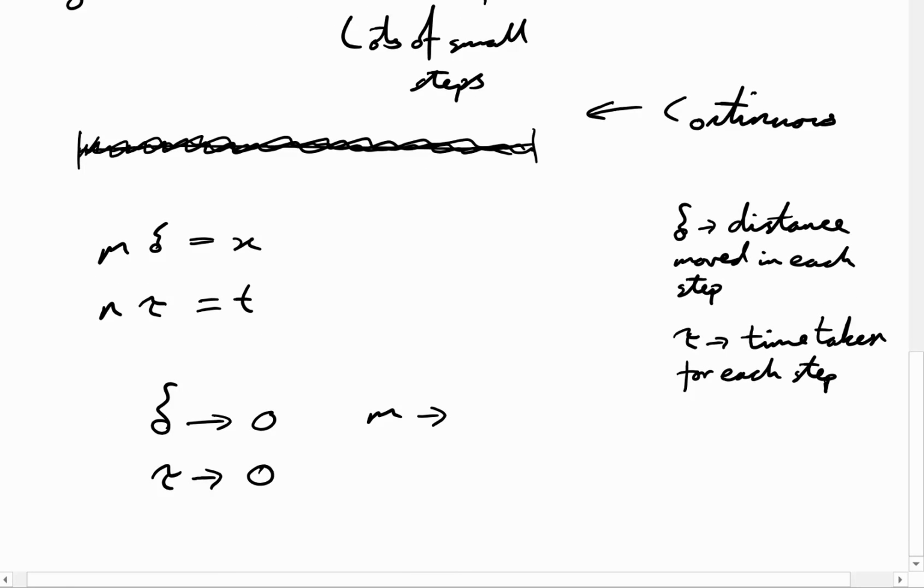I'll come on to that in a minute. But the number of steps that we take, if we're taking smaller and smaller steps, and we're taking less and less time to complete each step, then effectively we're just gliding along it. So the number of steps that we're taking is going to be infinite.